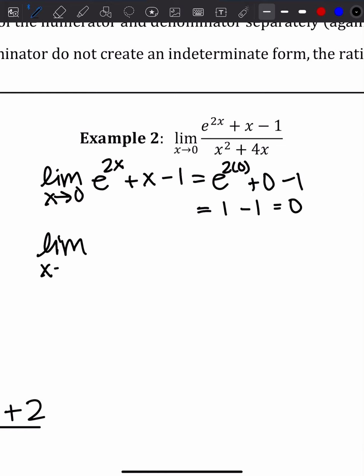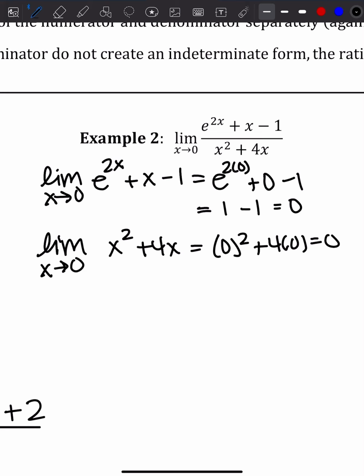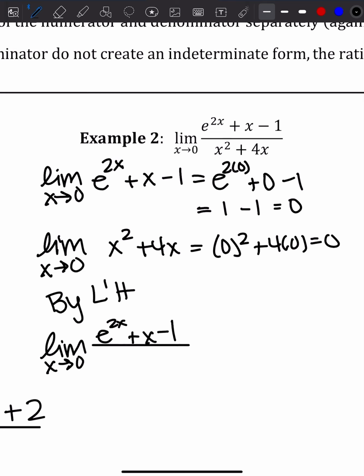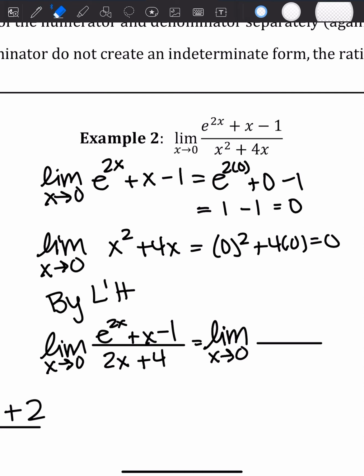And we look at the bottom. Okay, so we get 0 on the top and 0 on the bottom. So by L'Hopital's rule, the limit as x approaches 0 of our original problem, e to the 2x plus x minus 1 over x squared plus 4x, equals our limit of the derivative of the top and the derivative of the bottom. Okay. Oh, I combined these.